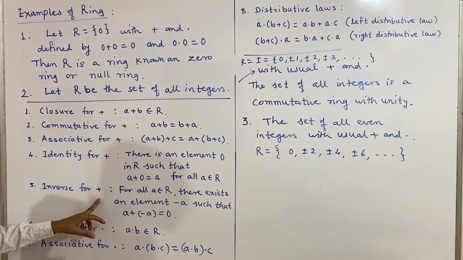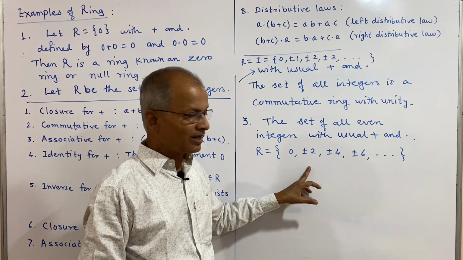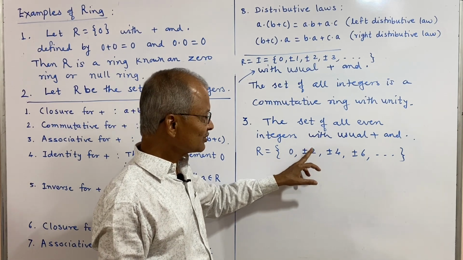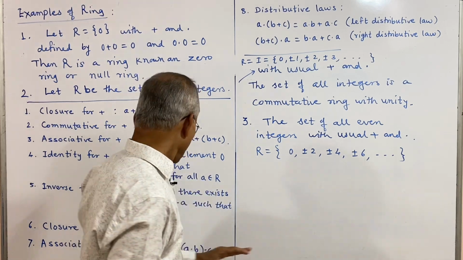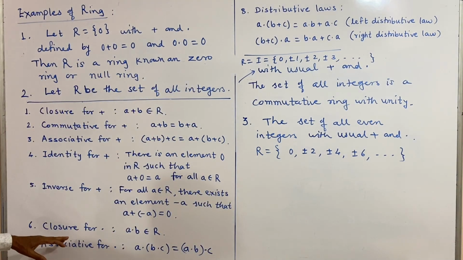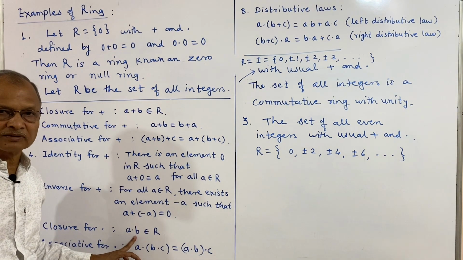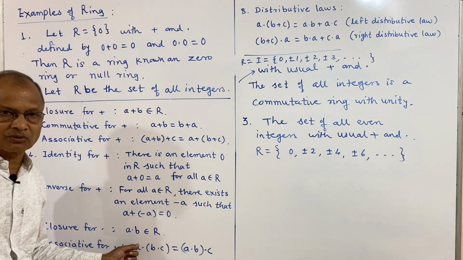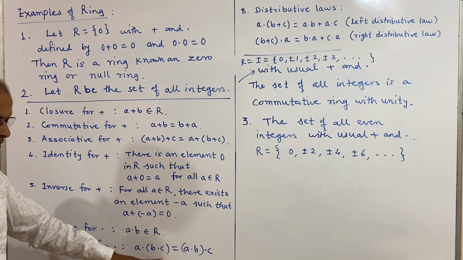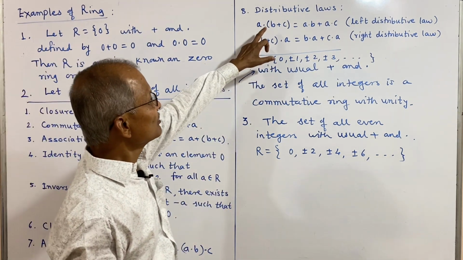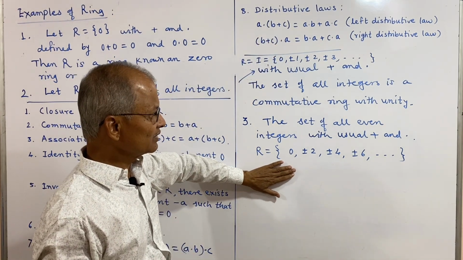And inverse for plus. Now we have listed all even integers, positive and negative together. So plus 2, minus 2 is also there, so these are inverses of each other. And the inverse exists for addition. Closure for dot. The product of two even integers is again an even integer, so this closure property is satisfied. Associative, usual product is associative, and also usual product is distributive over addition. So therefore this also is a ring.